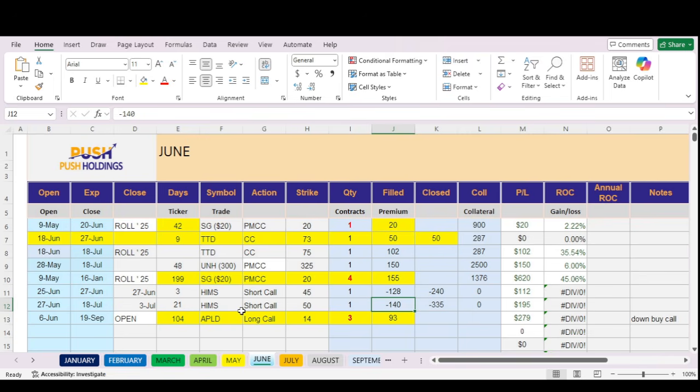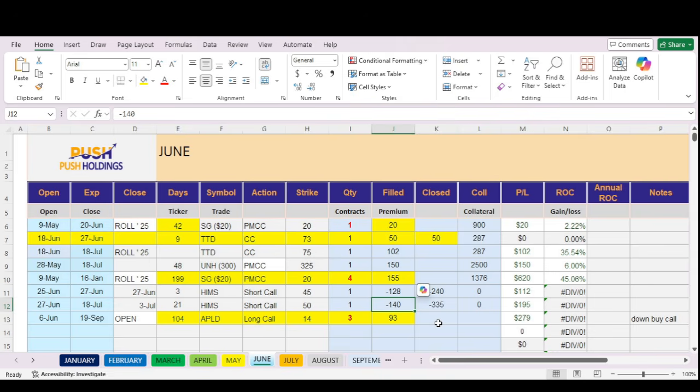Now, lastly, what I have on the list for the month of June is going to be Applied, APLD. Now, with Applied, I went ahead and got into the contract on June 6th with an expiration date of September 19th. So I still have about 2 months to go on this contract. Now, I sold options on this. I sold a covered call. I received $93 per contract. I did have enough collateral in my portfolio, so I went ahead and did 3 contracts. The 3 multiplied by 93 gave me an income of $279.